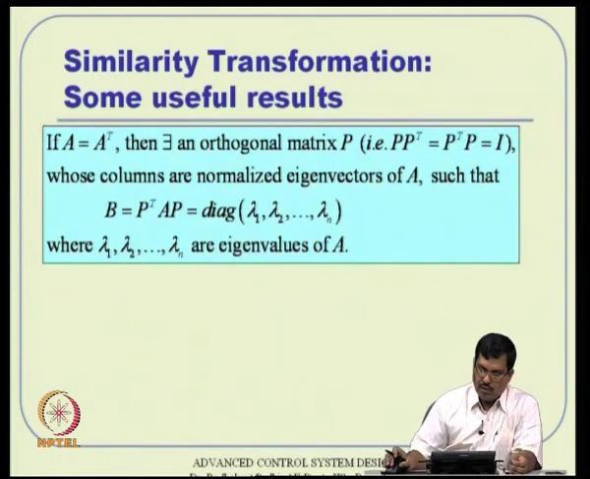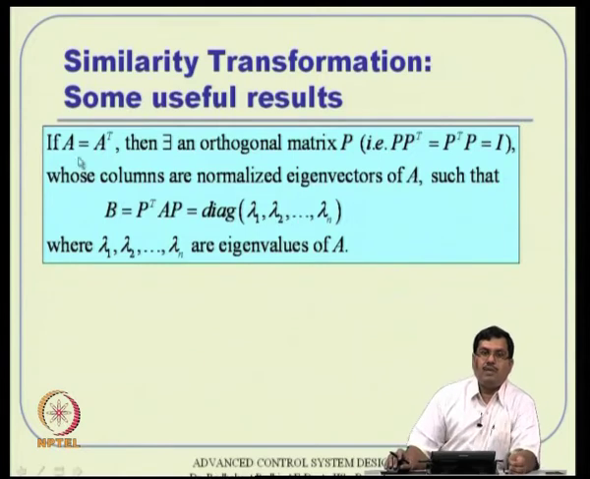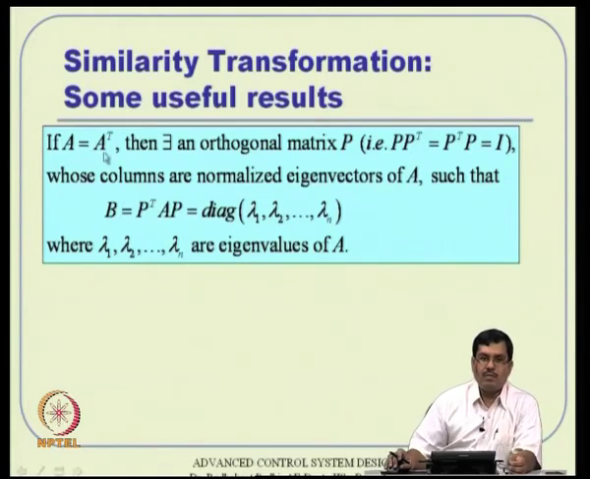And let us see some very useful properties rather. If a matrix is symmetric, that means A equal to A transpose, then there exists an orthogonal matrix P. Remember, orthogonal matrix means inverse is transpose, that means P transpose P is equal to identity. So, what it tells is, if a matrix is symmetric, then there exists an orthogonal matrix P whose columns are normalized eigenvectors of A, such that B equal to P transpose A P.